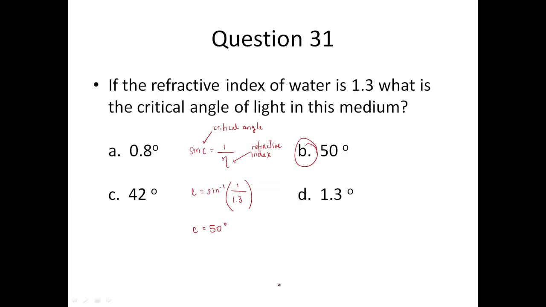If the refractive index of water is 1.3, what is the critical angle of light in this medium? And that would be 50 degrees. This is the equation to determine the critical angle: sine of the angle is equal to 1 over the refractive index. So we use the inverse of sine with 1 over 1.3 to give you 50.